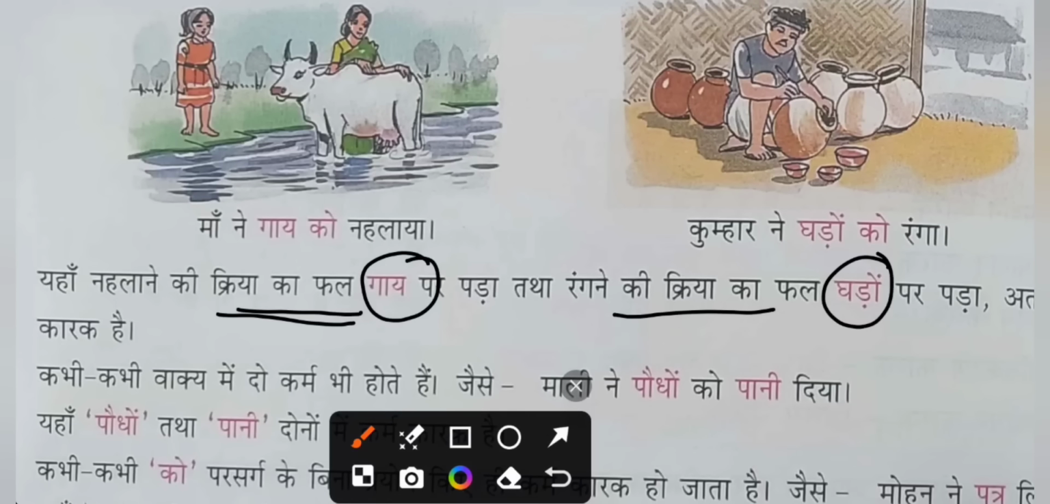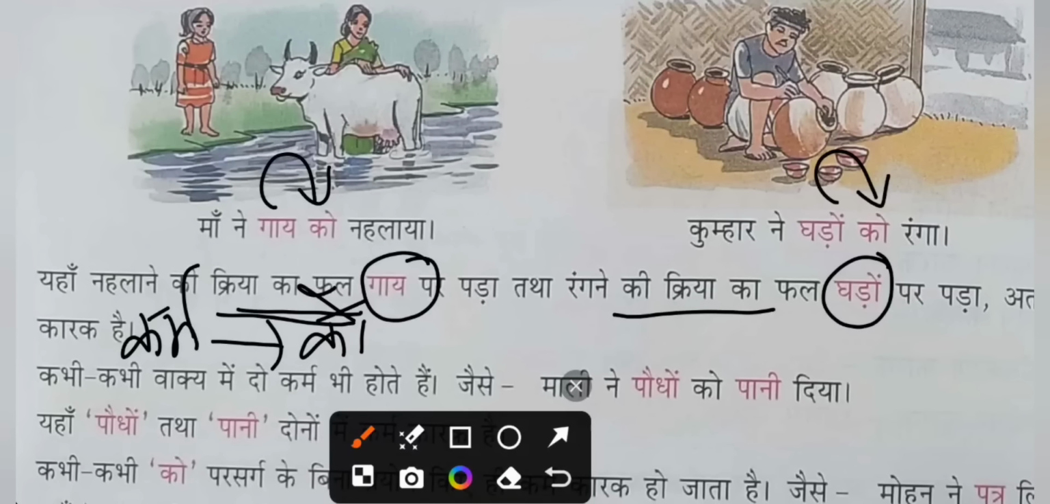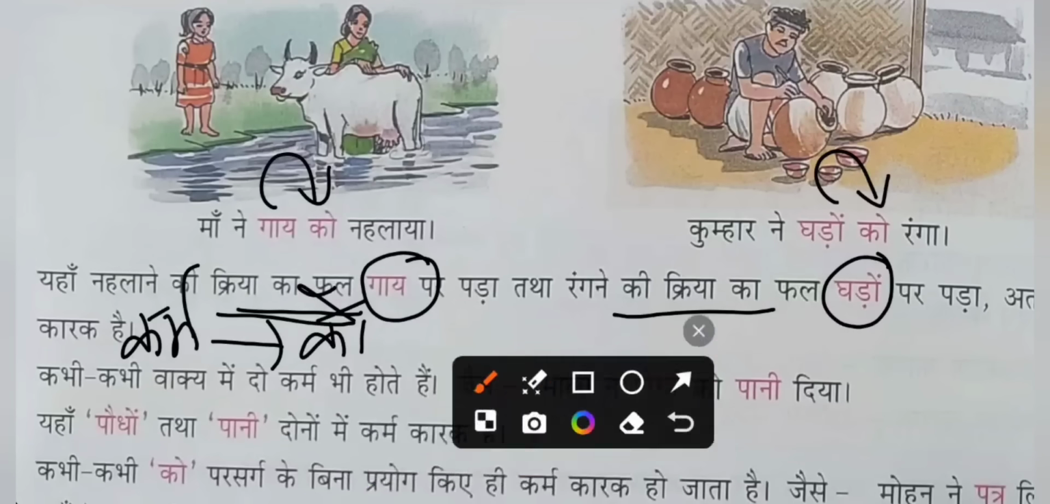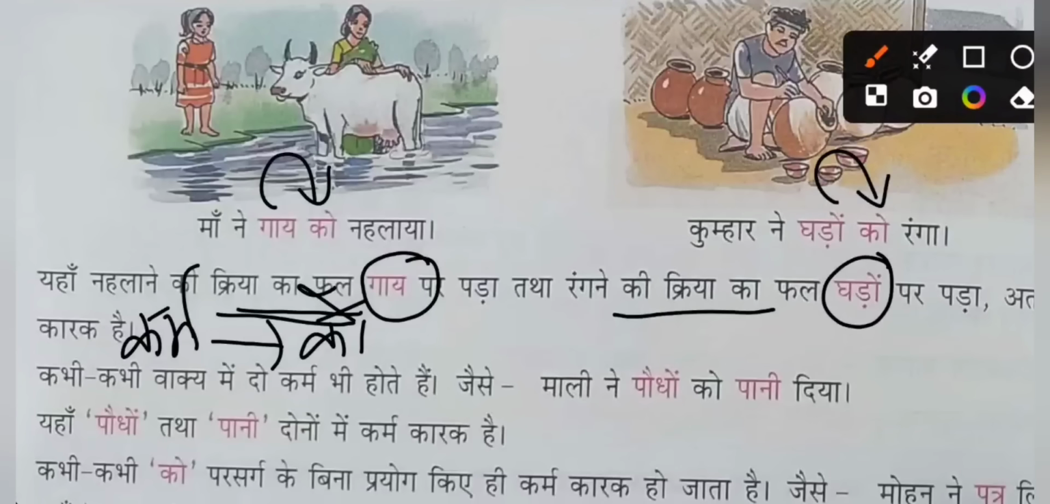इनमें कर्म कारक है. So here what karak is there? Karam karak. And what is the symbol for the karam karak? Ko. So where you have to attach the symbol? Next to the noun. So next to the noun only you have to attach the symbol. So you have to write गाय को, घड़ों को. कभी कभी वाक्य में दो कर्म भी होते हैं. So in the sentence there will be two objects.